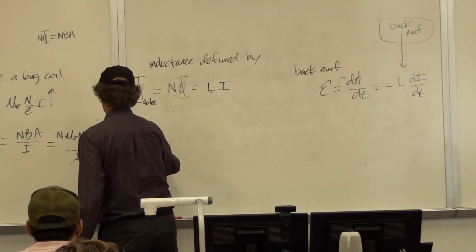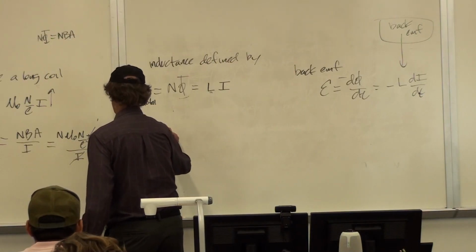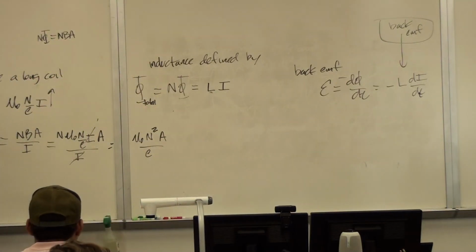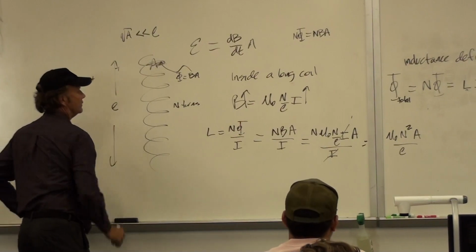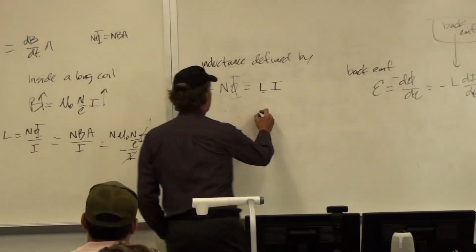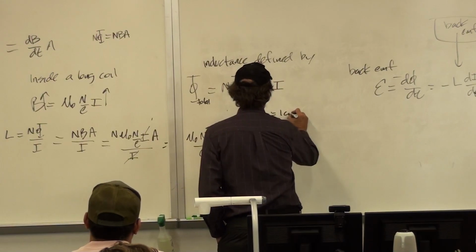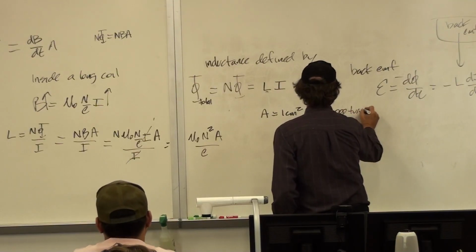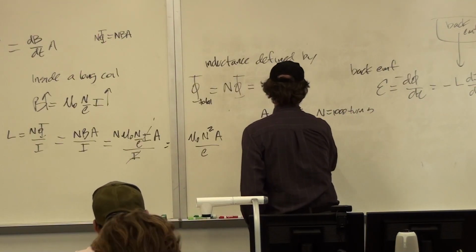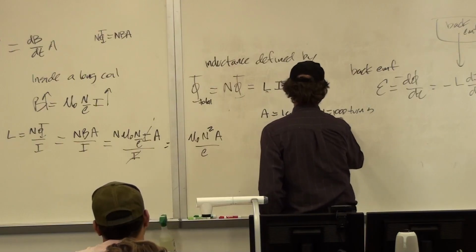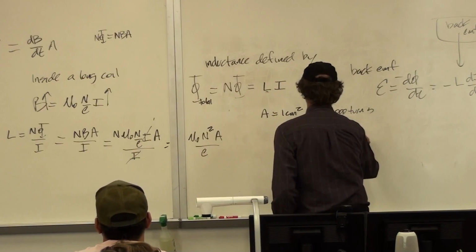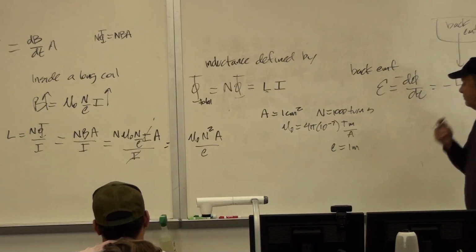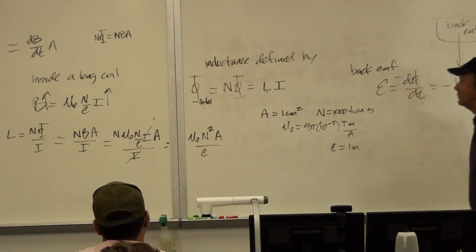And so that's going to be mu naught times N squared A over L, where L is the length of this coil. And so let's say here that the area is 1 square centimeter, that N is 1,000 turns, mu naught is 4 pi times 10 to the minus 7 Tesla meter per amp, and L, let's say, is 1 meter, just so we have easy numbers to plug in. That's a pretty long coil, but let's make it 1 meter.